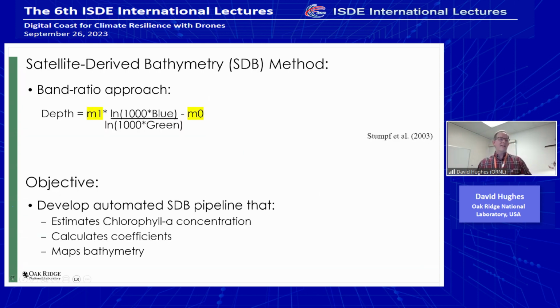The method pursued for this work is based on the band ratio approach. Shown here is the natural log of blue band divided by the natural log of green band and refined with coefficients M1 and M0. It is those two coefficients that must be accurately estimated on a scene-by-scene basis to accurately estimate depth in every aquatic pixel throughout the image. So the objective was to develop an automated pipeline that estimates the turbidity in the scene to correct for turbid attenuation, calculate those coefficients automatically, and then use them to map bathymetry across each scene independent of any validation data.